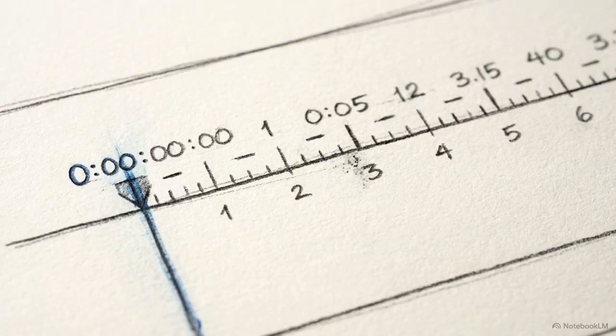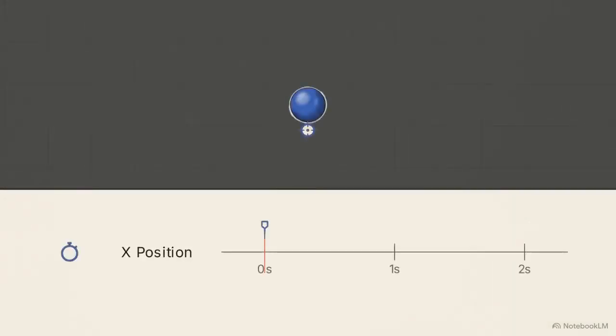Move your playhead to the beginning of the timeline at the 0-second mark. Drag the X position value until the ball is off screen to the left, then click the stopwatch to drop your first keyframe. Move the playhead forward in time. For this example, we will move to the 2-second mark. Adjust the X position value until the ball exits the screen on the right. This establishes your final horizontal keyframe.